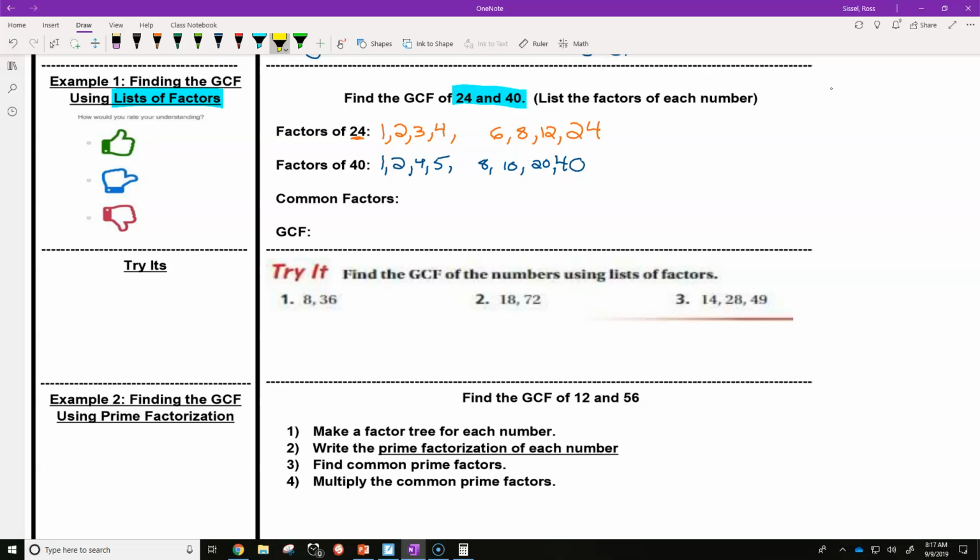Okay, common factors. What do you see that's in both lines? Now, the way that I do this is very simple. I just choose one of these groups, one of these lines, and I go through and say, okay, 1, is 1 in both? Yes. Is 2 in both? Yes. Is 3? No. Is 4? Is 6? Is 8?